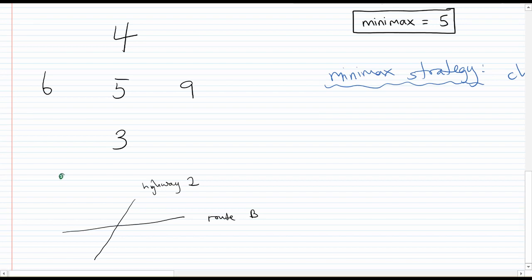Well, it starts at an elevation of 6, and then it drops down to an elevation of 5, and then actually goes up to an elevation of 9. So if you're just driving along route B, you dip down a little bit, and you come back up. Now what about highway 2? Well, it starts then at an elevation of 4, goes up to an elevation of 5, and then goes back down to an elevation of 3.